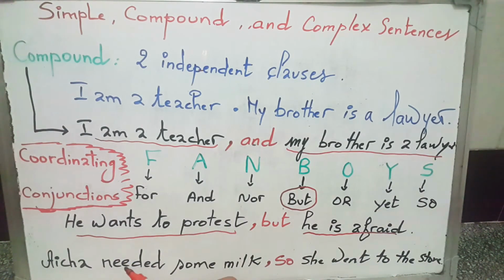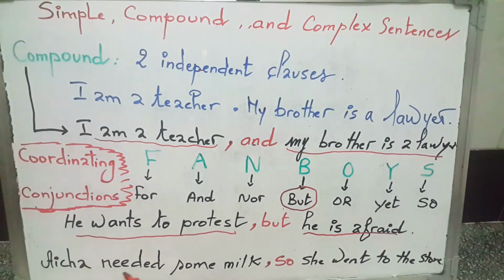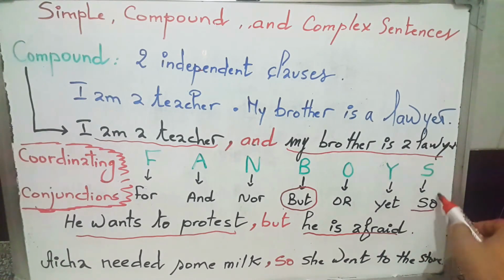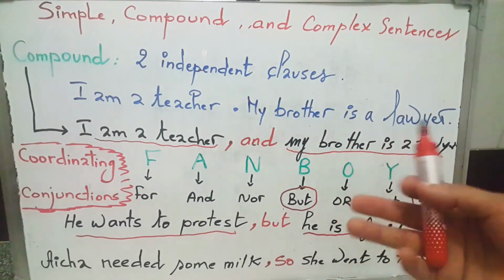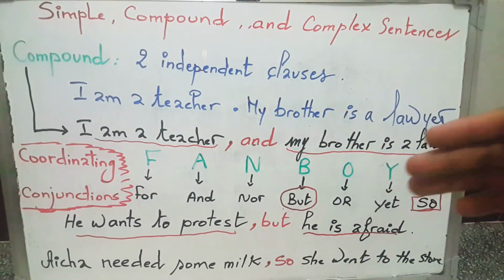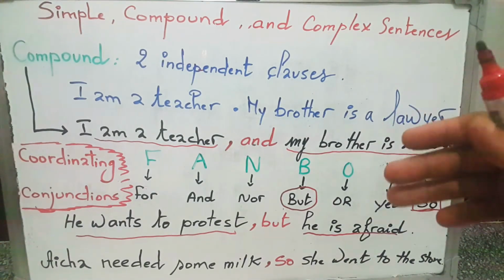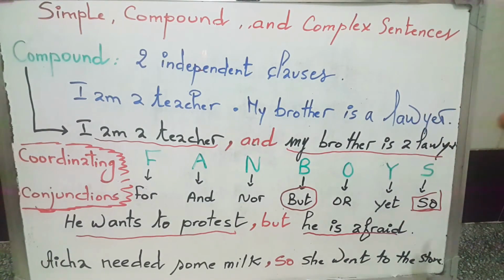The last example here for compound sentences, Aisha needed some milk, so she went to the store. So this example uses the coordinating conjunction so. And so is really a tricky word because it can be used to show consequence, it can be used to show purpose and addition as well. So Aisha needed some milk, so the result is, or the consequence, she went to the store.